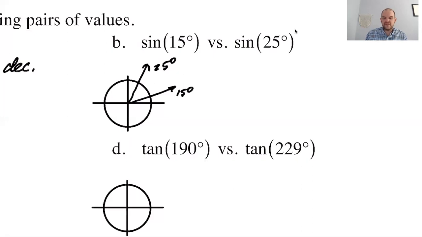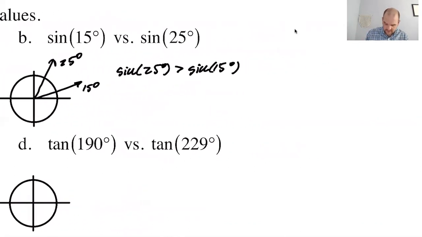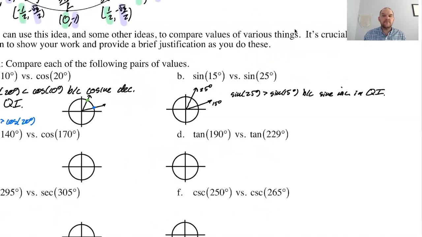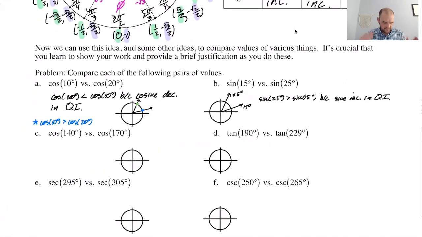Okay, so this is sine, so you're comparing y values. I'm going to say that the sine of 25 degrees is definitely greater than the sine of 15 degrees. I know that visually from the unit circle, because 25 degrees is higher up and y is the sine. So I know this is definitely true, but the justification I'm going to give is because sine increases in quadrant 1, and we are in quadrant 1. So I'm going to give that as my reasoning. It's a better reason than just fumbling your way through.